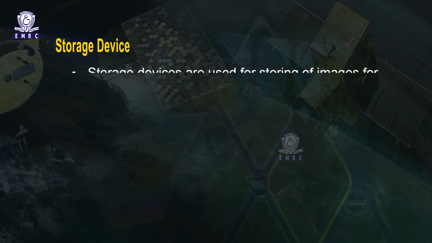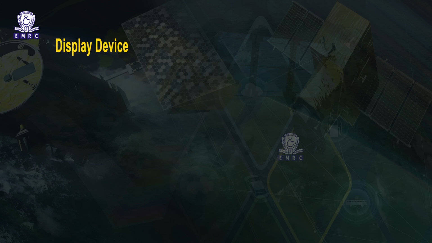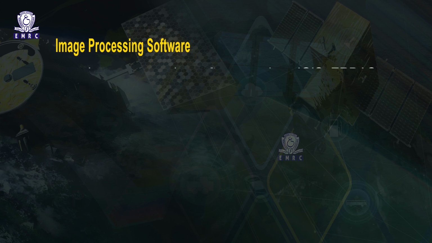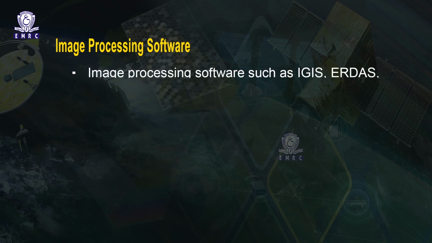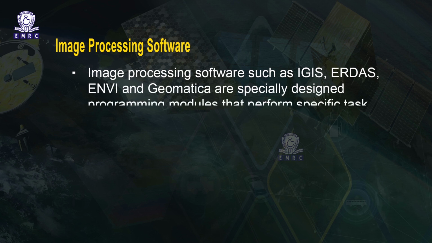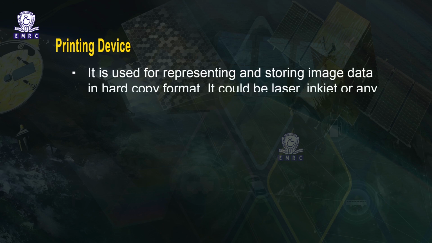Storage device. Storage devices are used for storing images for different purposes and uses. Display device. It is used for displaying data. An example of a display device is generally a color monitor. Image processing software. Image processing software such as ELAS, ERDAS, ENVI and Geomatica are specifically designed programming modules that perform specific tasks. Printing device. It is used for representing and storing image data in hard copy format. It could be a laser, inkjet or any other printer.